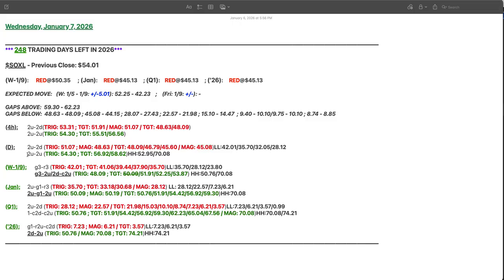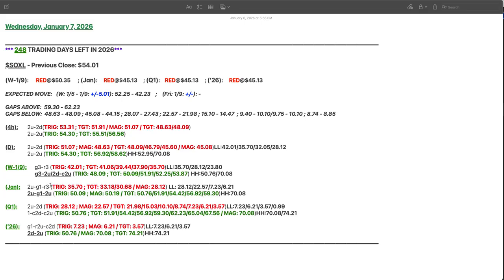To the upside on the day chart, we're looking at a 2 up, 2 up situation, triggering again at 54.30, target of 56.92 and 58.62, right? We talked about the week. We won't go back to the charts for these. On the week, we have triggered this 3-2 up, which is technically a 2 down combo 2 up, triggering at 48.09. And we've got our targets listed out here. Already knocked out, I guess we've knocked out all 3 of them.